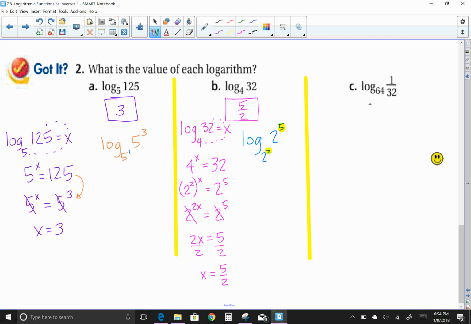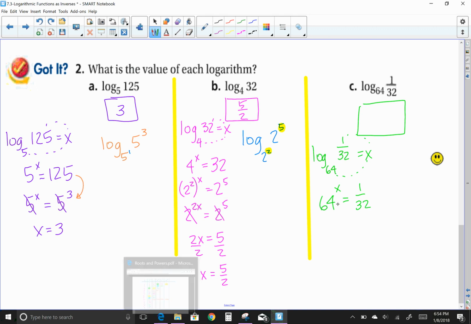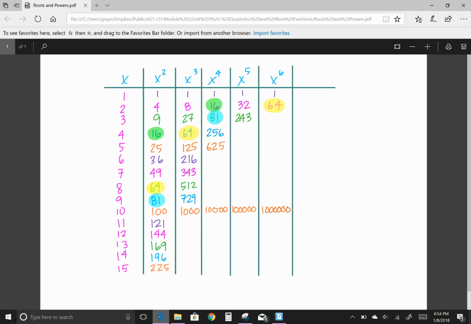So I put my answer right there. I have the log base 64 of 1 over 32 equals x. Starting at the bottom, I'm doing my little kick out. So 64 to the x equals 1 over 32. Okay, and if you have to, go back to your chart. Hopefully you know both of these. I can't write 32 as a power of 64 or 64 as a power of 32. However, they are both in this list right here as powers of 2.